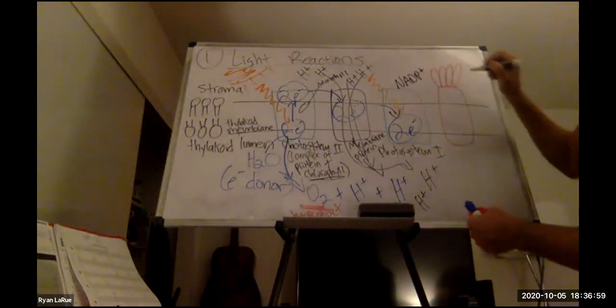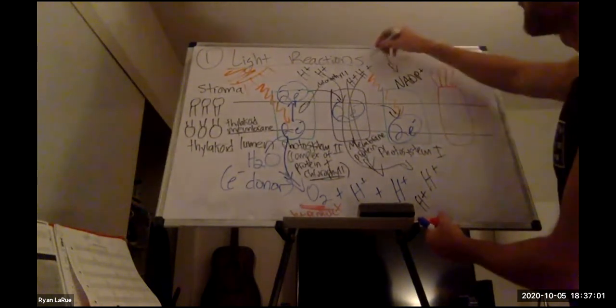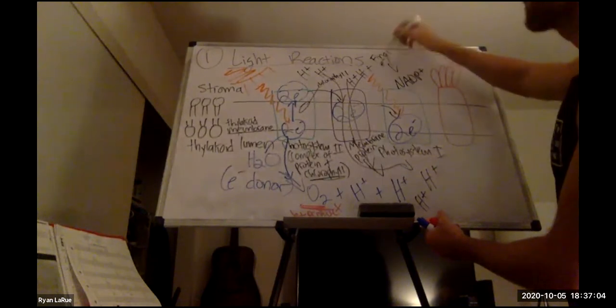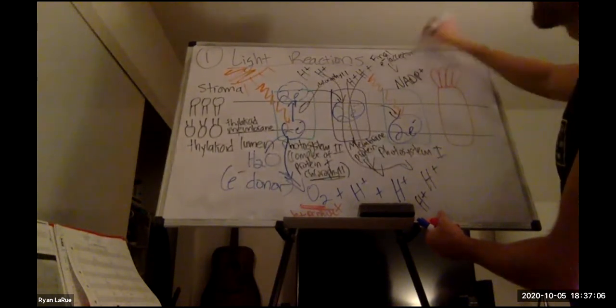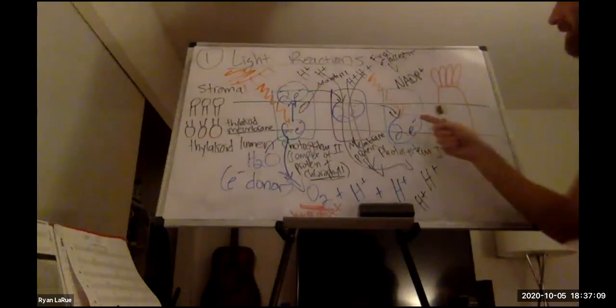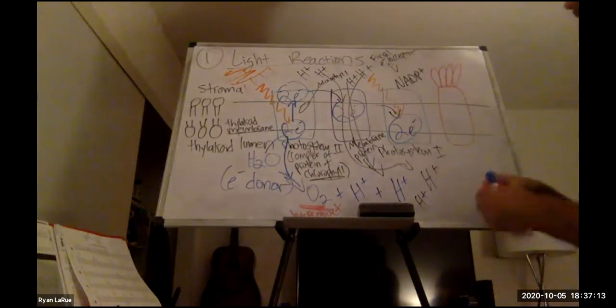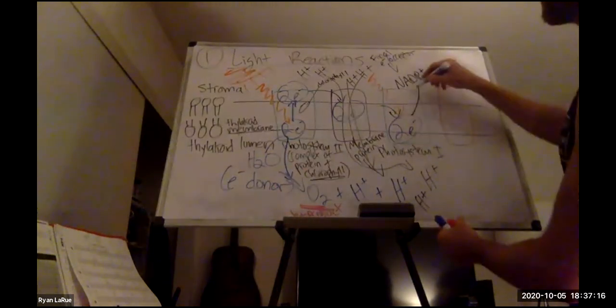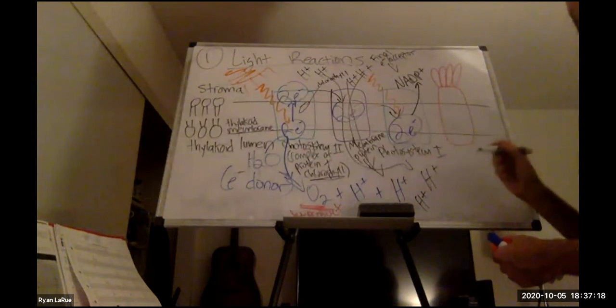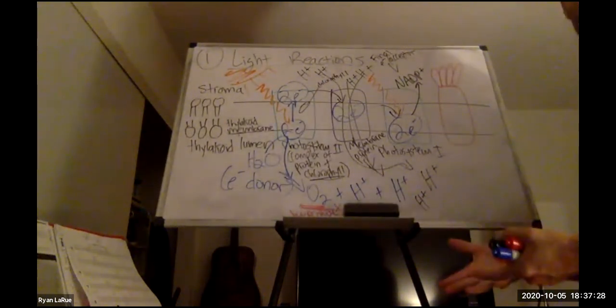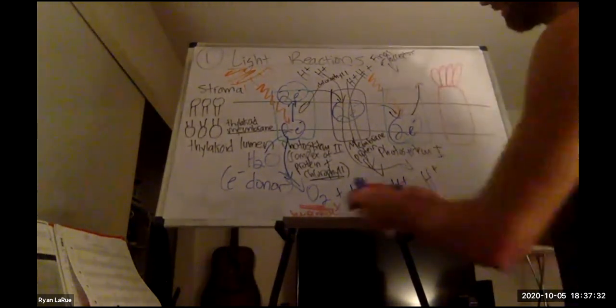NADP+. This is our final electron acceptor. And when light strikes these electrons here, it actually catalyzes them to link up and attach to NADP+. That looks confusing, hold on. The electrons with a hydrogen, kind of like we've seen before. So I'm going to redraw this to be a little more clear.